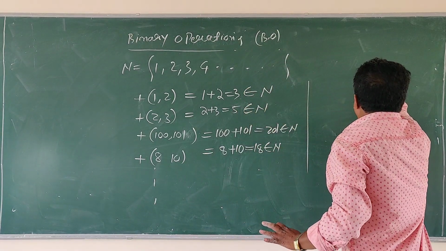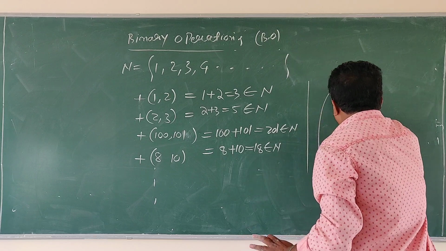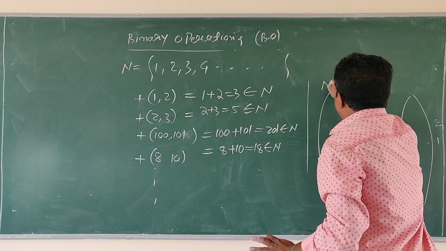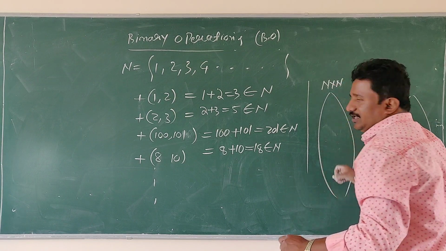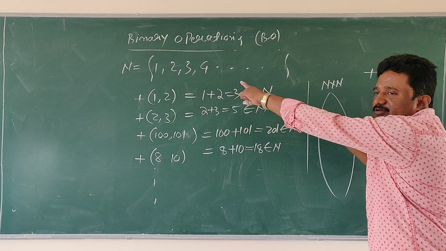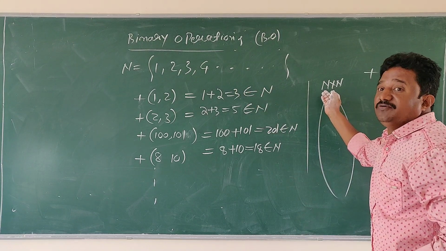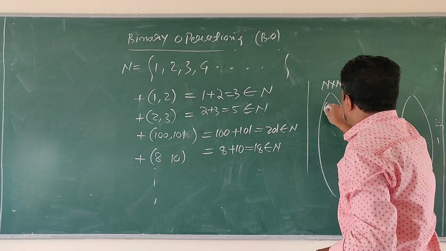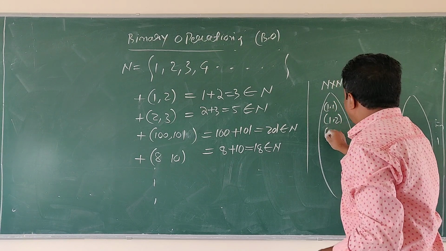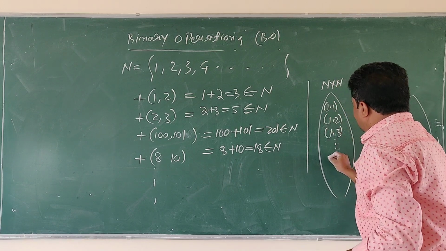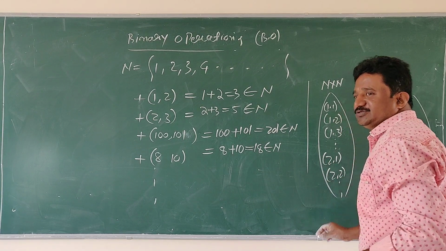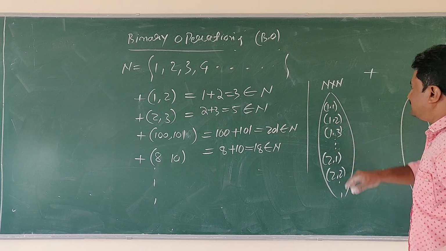So look at this, students, how I write. I am taking plus on ordered pairs, N cross N. Tell me N cross N elements: 1, 1. Cross product, Cartesian product. You learned it in first year. 1, 1. 1, 2. 1, 3, and so on. 2, 1. 2, 2. 2, 3, and so on. This is N cross N.